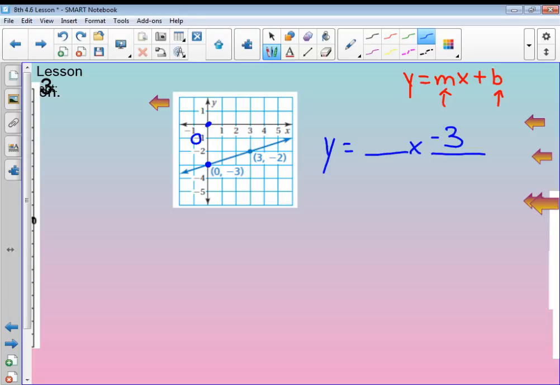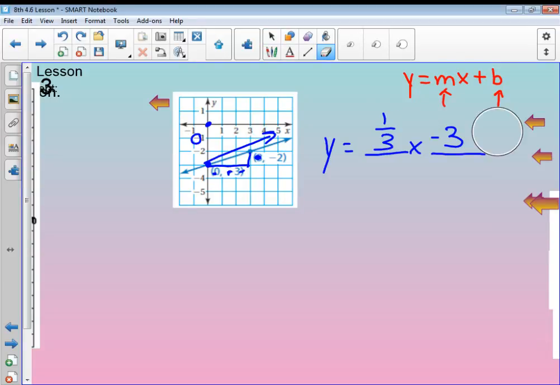And then we're going to go ahead and do our slope. So we're going to do our rise and our run. Our rise is 1. Our run is 1, 2, 3. And that is a positive slope because it's going up from left to right. So our final answer is y equals 1/3 x minus 3. Okay, so let's try one more. This time I'm going to go ahead and draw one out.